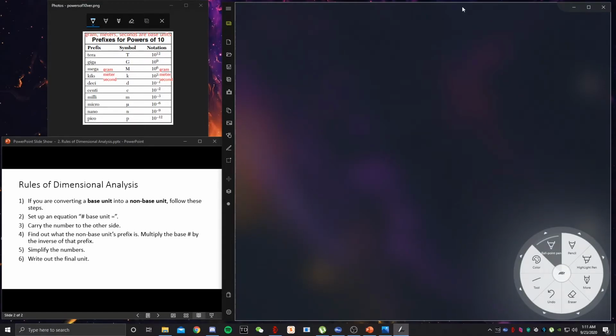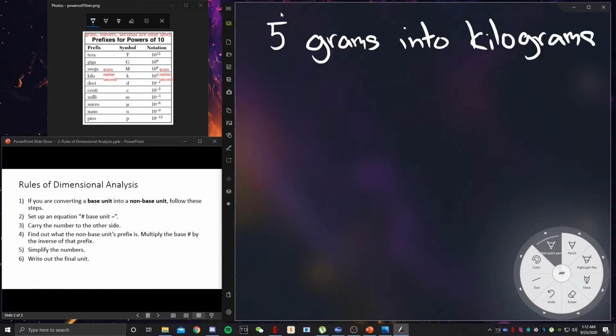So let's say we want to do the opposite now. We want to convert a base unit, something like 5 grams, and we want to convert it into kilograms. So how do we do that? Well, we want to set up our equation first, right? 5 g is equal to what? And so we're going to carry our number to the other side. Now, we want to find out what our non-base unit's prefix is.